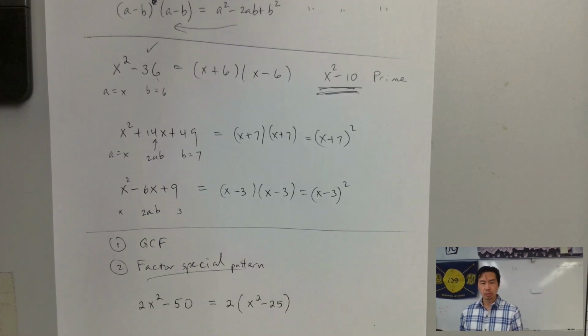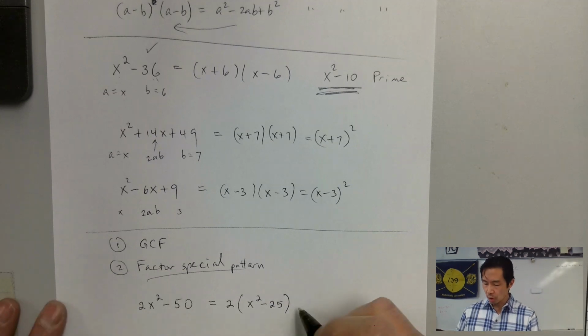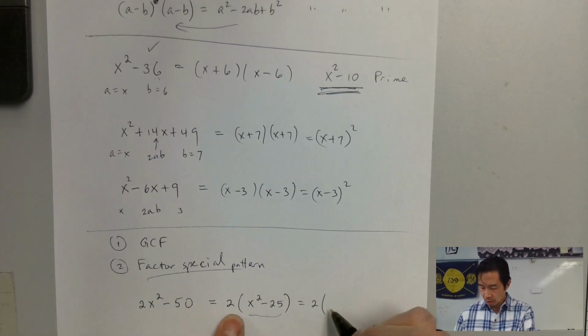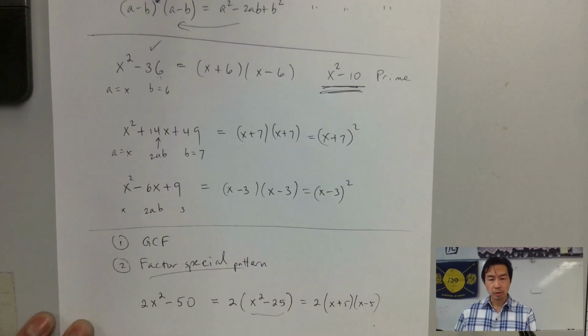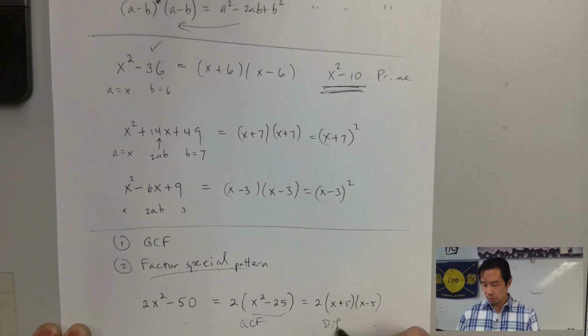x squared minus 25, which is a difference of squares. So I can factor that. Remember, the 2 is still there, followed by x plus 5, x minus 5, the difference of squares factored. Now I'm completely done. It's a two-step factoring process. GCF for this step, and then difference of squares for that step.